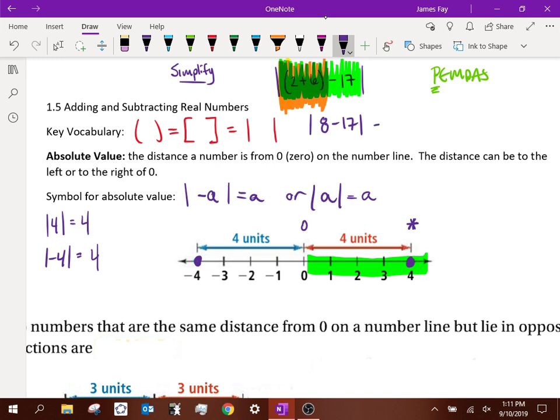So this is going to turn into the absolute value of negative 9. And now that I've got that down to one singular object, we can now apply the definition of absolute value, and we can make that 9. So that's what that thing's going to simplify to.